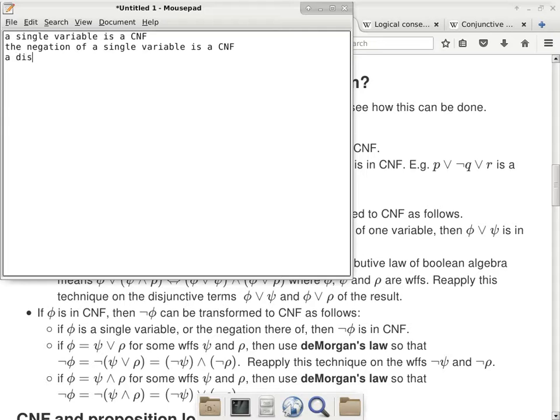A disjunction of single variables and negation of variables is a CNF. So this part is kind of contradictory.